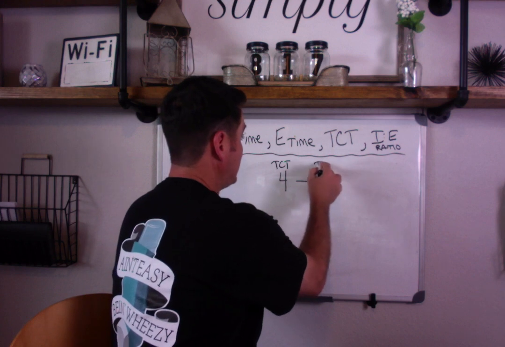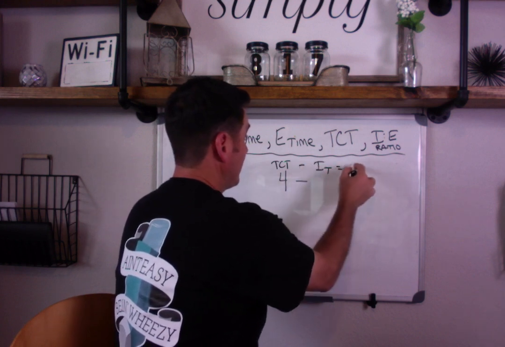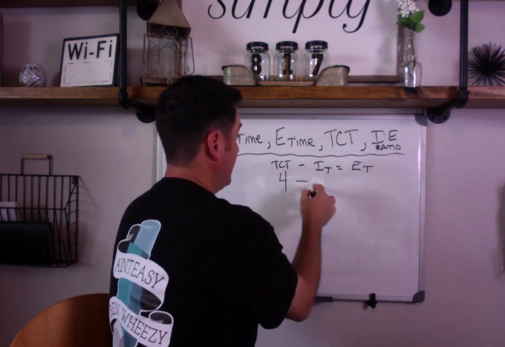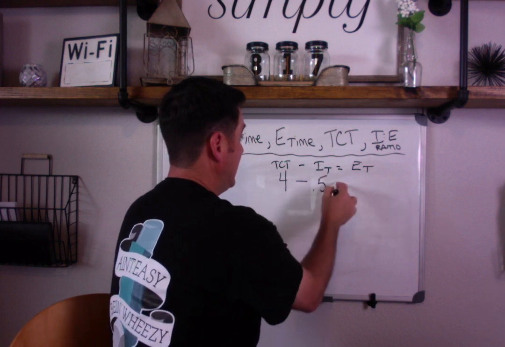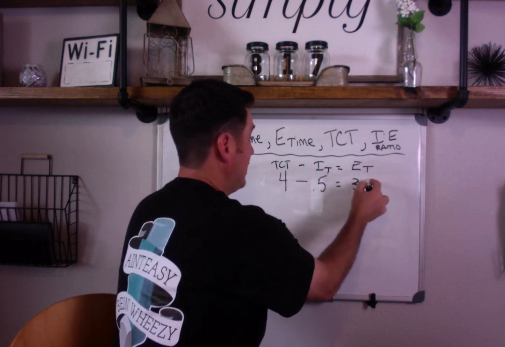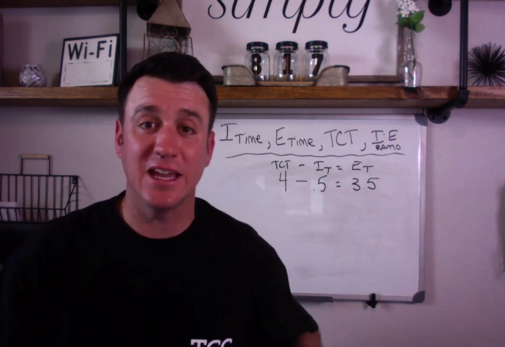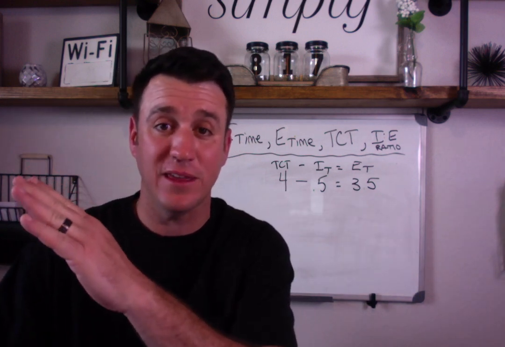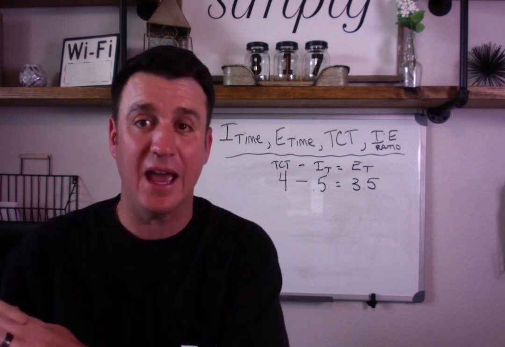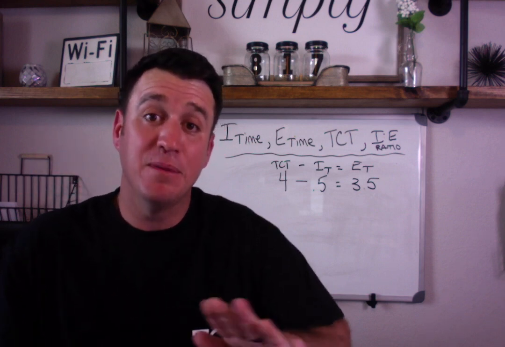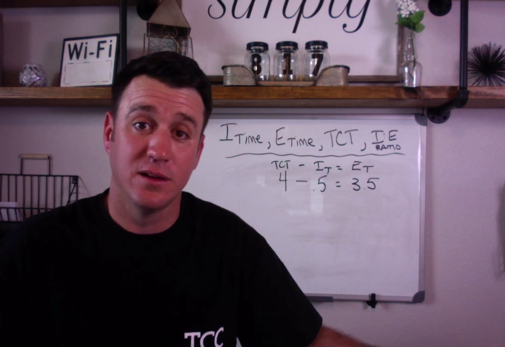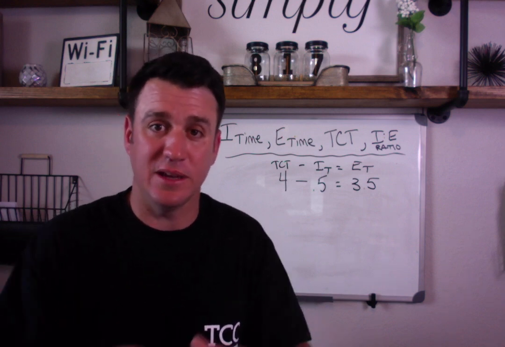So if our I-time is 0.5 seconds, then our E-time must be 3.5 seconds. That means you're taking a half a second to get the breath in and then giving 3.5 seconds to get the breath out before the next breath is coming. All right, that should make sense, right?